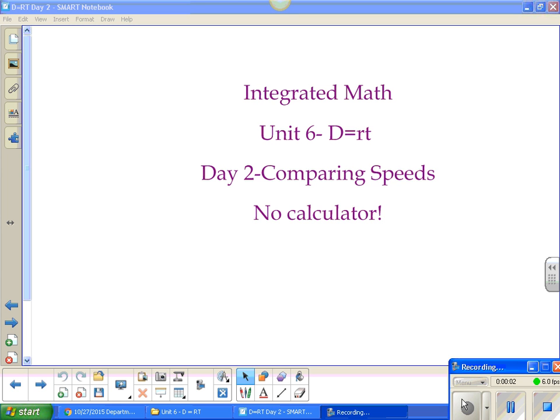So this is the second lesson on distance equals rate times time. We are going to be comparing speeds today, and we're still going with no calculator.